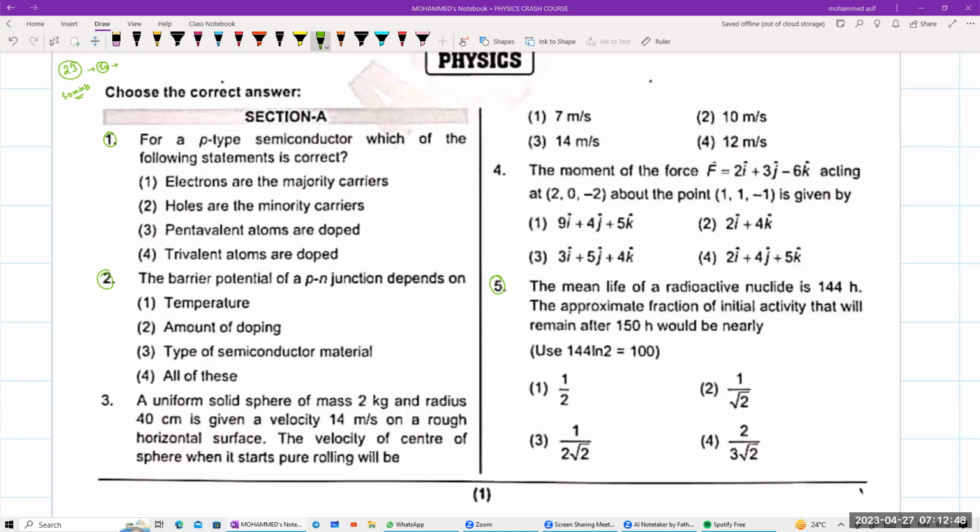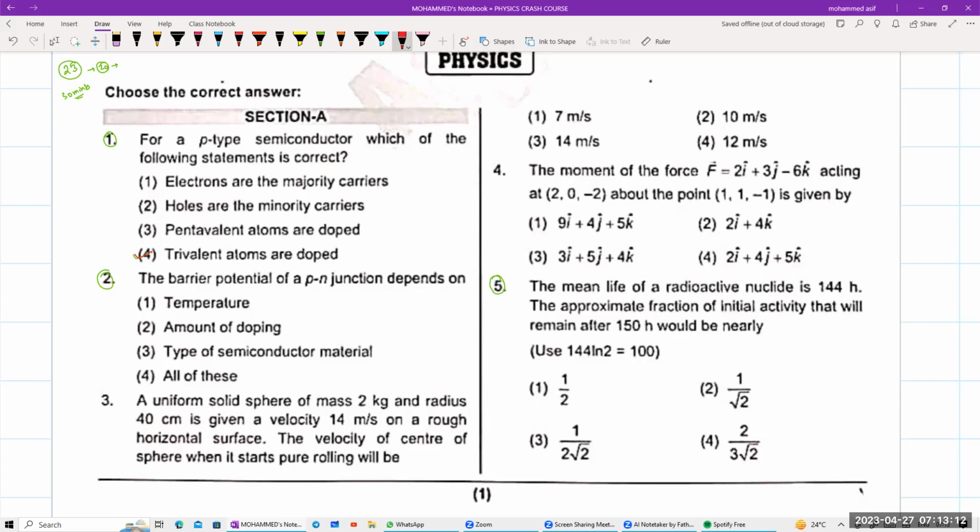Okay. For a p-type semiconductor, which of the following statements is correct? Electrons are majority charge carriers, holes are majority charge carriers, pentavalent atoms are doped, trivalent atoms are doped. For p-type, everyone give answers. Four options. Very good. Trivalent atoms are doped. Okay, 4 marks have come. Option number 4 is correct.